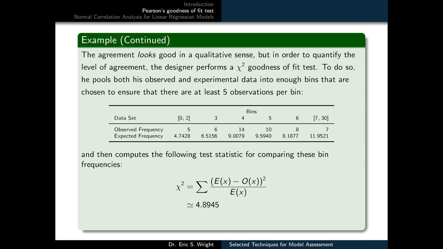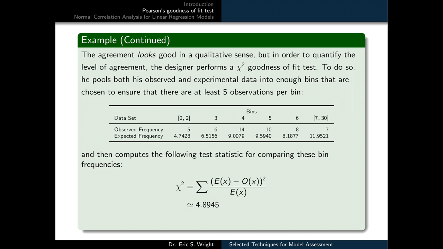That's because these values of x are representing where the tails of the distribution are. We're just not seeing our observations in those tails that frequently. So in order to make sure that all of our bins have at least 5 observations in them, we merge those bins together into intervals that contain very few observations individually. So x equals 0 through 2 becomes a macro bin that has 5 observations in it. X equals 7 through 30 also becomes a macro bin, and that has 7 observations in it.